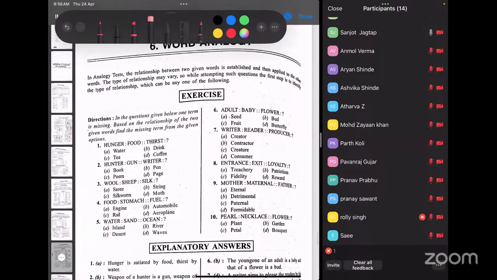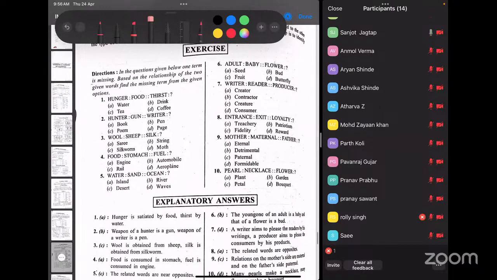Mother is to maternal, then father is to paternal. Tenth, pearl is to necklace, flower is to bouquet. Bouquet. Okay, the tenth will be D.